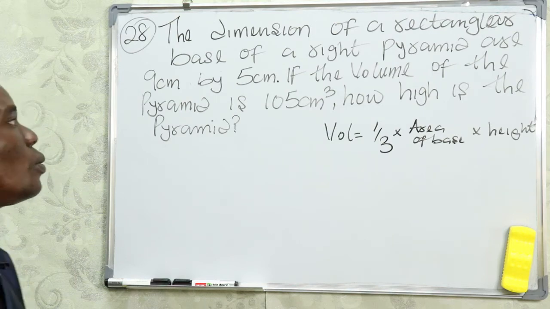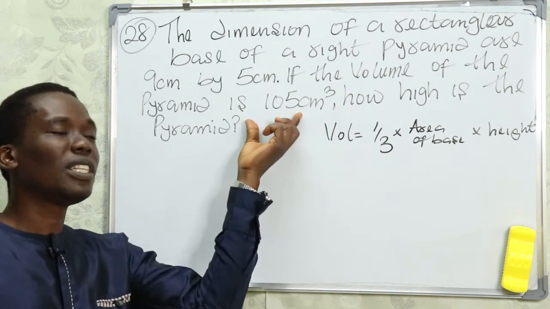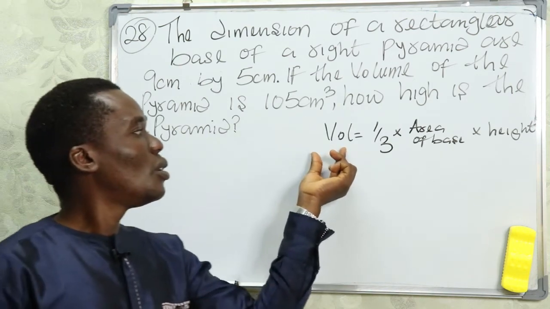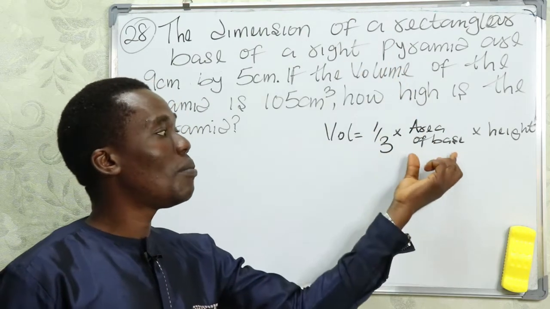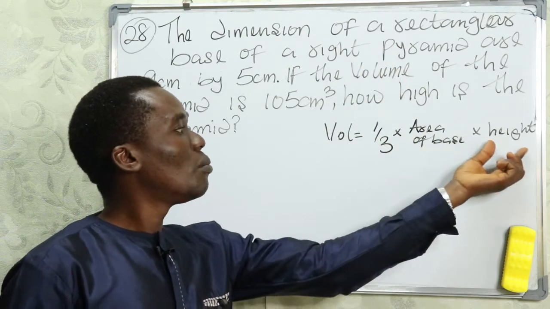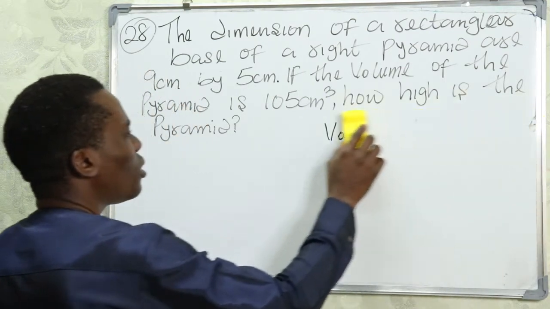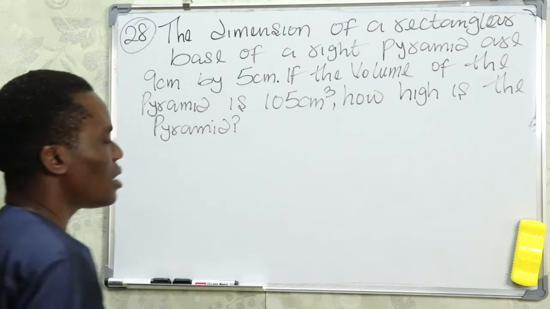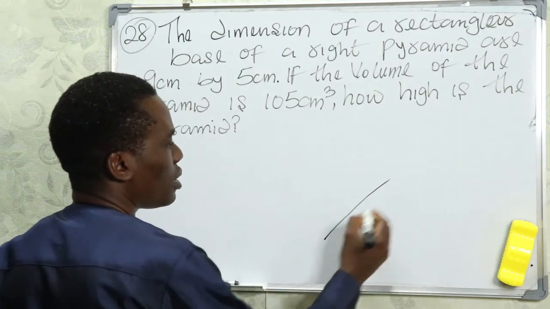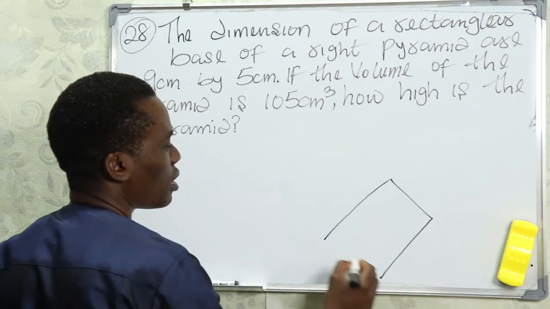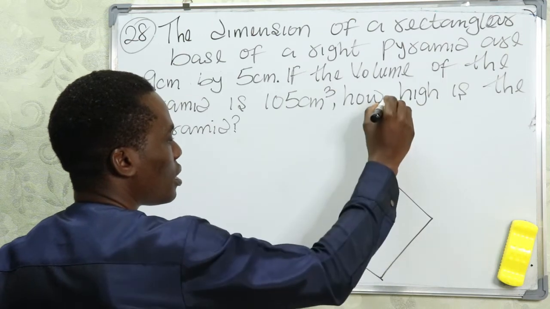But in this question we are asked to find the height of the pyramid. We are already given the volume, and we know it's a rectangular base pyramid, but we are asked to look for the height. Now let's see if we can draw this pyramid. They say it's a rectangular base pyramid, so we'll have a pyramid like this, which is a rectangular base pyramid.